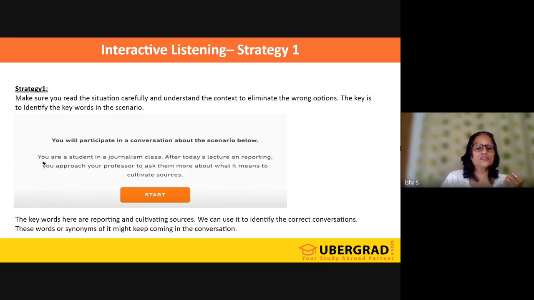Now, what do you have to do? Make sure you read the situation carefully and understand the context to eliminate the wrong options. The key is to identify the keywords in the scenario. As I said earlier, if you find some information is not important or not related to the statement, you can always eliminate it. Next, please.